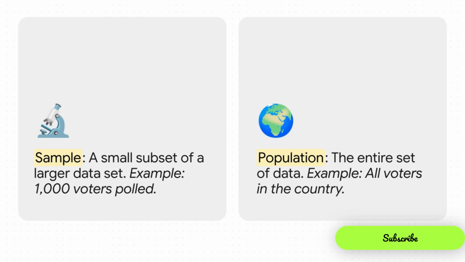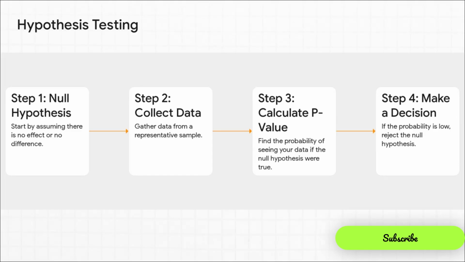But here's the catch. For this to work, your sample has to be representative. I mean, if you only poll people at a comic book convention about their favorite movie, you're going to get a pretty skewed view of what the entire country thinks. A bad sample gives you a bad guess. Simple as that.